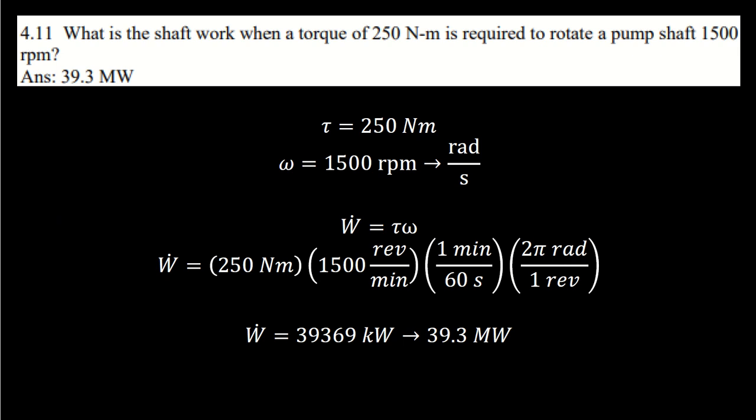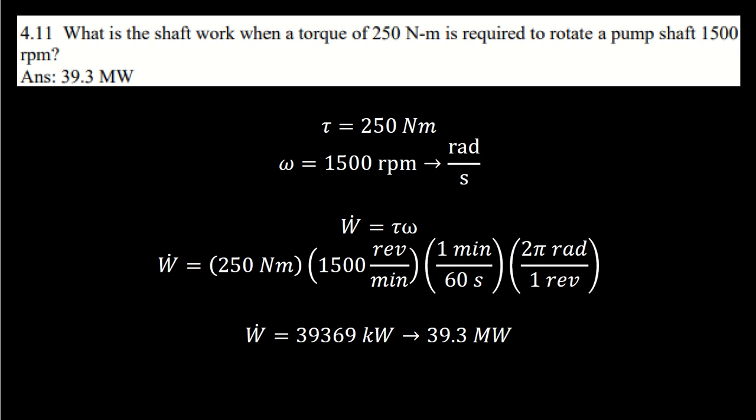4.11, what is the shaft work when a torque of 250 newton meters is needed to rotate a pump shaft of 1,500 revolutions per minute? Well, our torque is 250 newton meters. Those are standard units, but our angular acceleration of 1,500 RPM, it's usually better to have angular acceleration in radians per second. So to solve our work rate equation of torque times angular acceleration, for this example, we're going to need to get rid of RPM and try to convert them into rads per second.